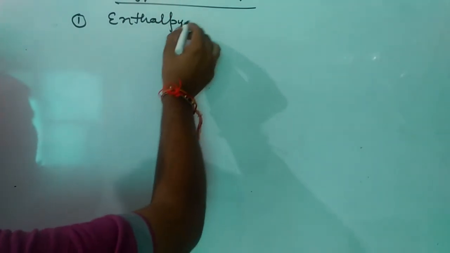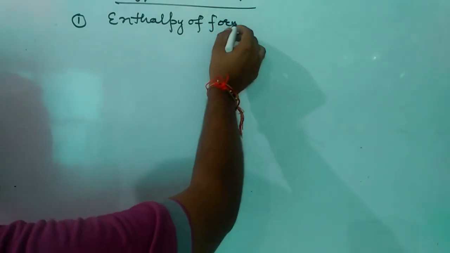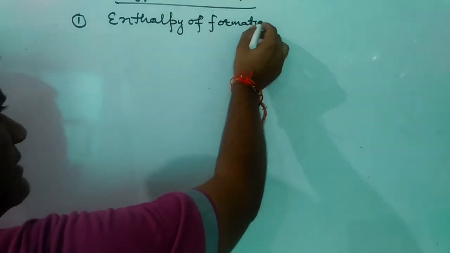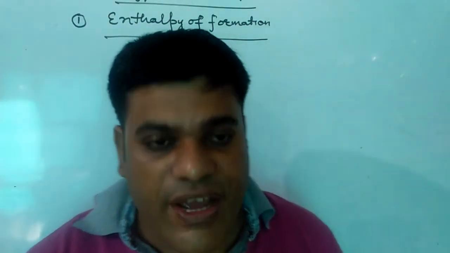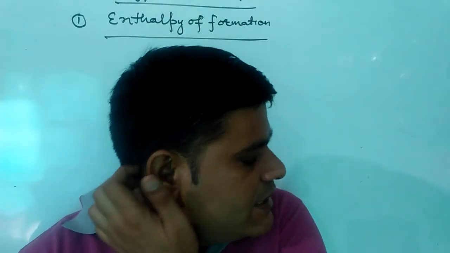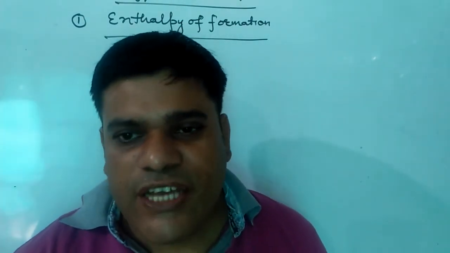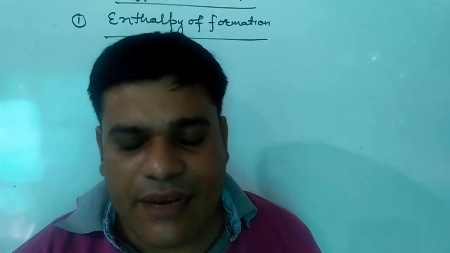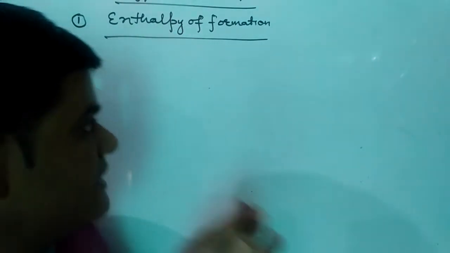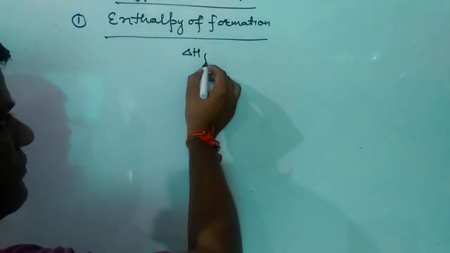First type is enthalpy of formation. So, enthalpy of formation may be defined as the change in enthalpy when one mole of compound is formed from its elements in their elementary state. That is known as enthalpy of formation, and it is denoted by delta HF.